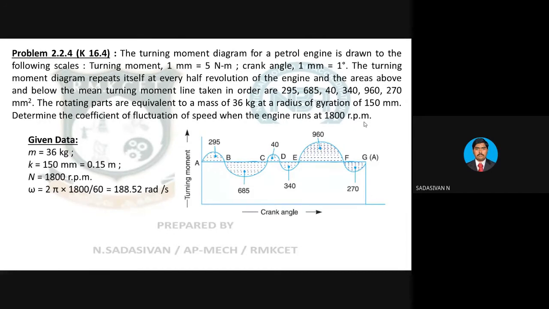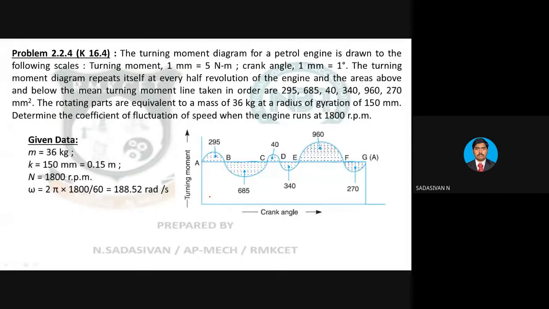Any doubts in the question you have right now and up to now? Any doubts? So the scale alone I will explain again. The scale tells you how to interpret the diagram. So in the x-axis, 1 millimeter is 1 degree. In the y-axis, 1 millimeter is 5 Newton meter of torque. Okay, so that is the scale given to you.